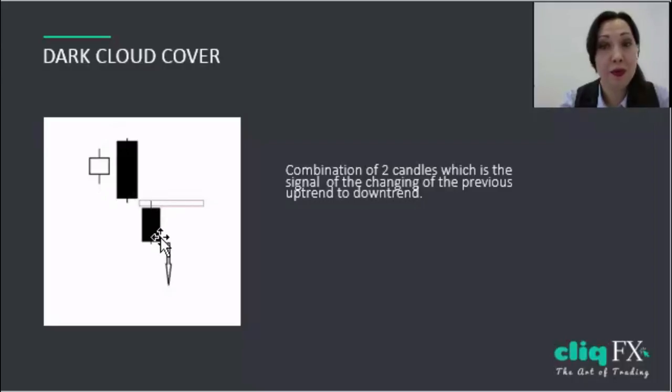Next candle can be buy or sell. If it's sell, that's fine, the stronger the signal. If it's buy, it needs to open with a gap. It's also the confirmation of the prevailing downward tendency, and we open a sell position over here.